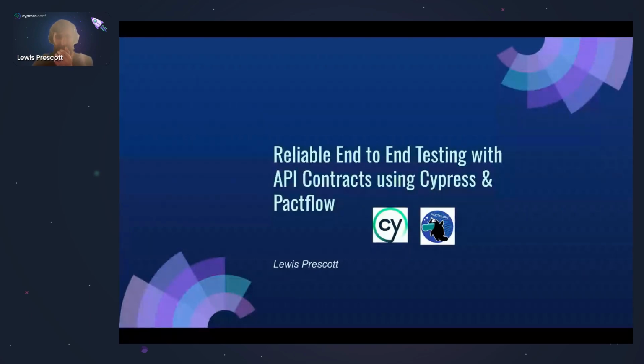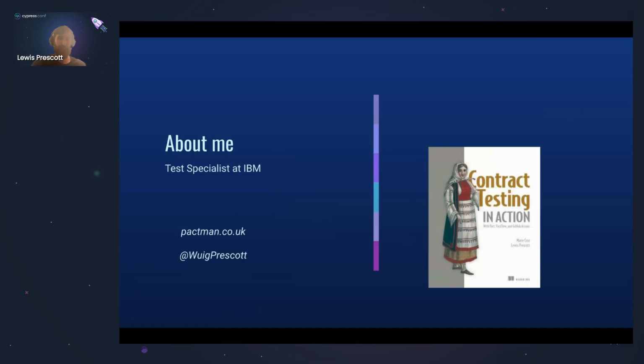I'm going to be talking about reliable end-to-end testing with API contracts using Cypress and Pactflow. So hopefully something new for everyone here, or yeah, it'd be great to hear your experiences on this as well.